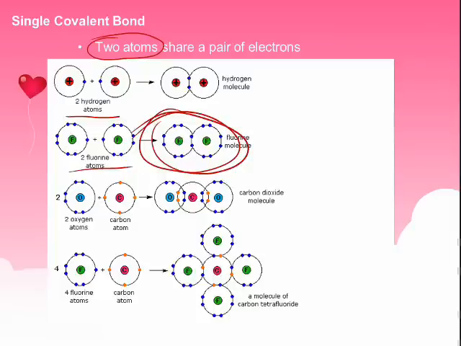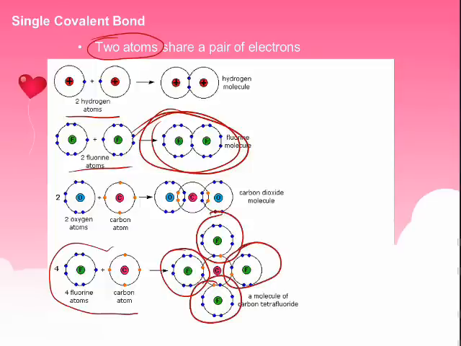And here we have a carbon dioxide molecule. This is a double bond, which we'll get to in a second. Carbon tetrafluoride. Carbon wants 4. Fluorine just wants 1, and they come to an agreement. They will share. Fluorine has 8. Carbon has 8.